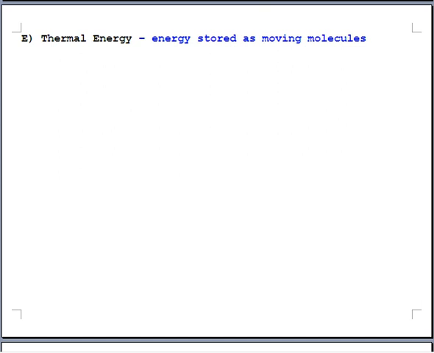So another kind of energy. We've talked about work, we've talked about power, we've talked about potential energy, we've talked about kinetic energy. Now we're going to look at thermal energy, which is all about heat. And this is really a special kind of kinetic energy. It's the energy stored in moving molecules.